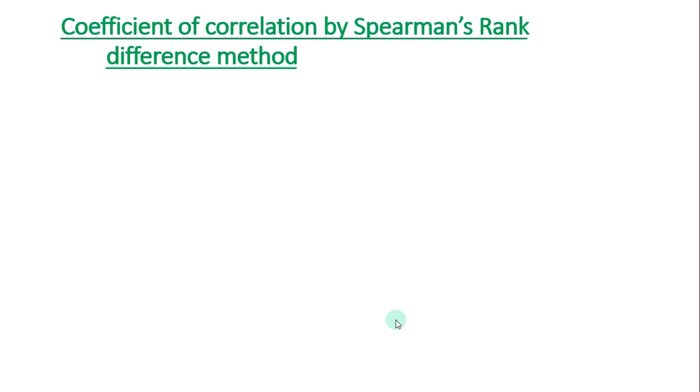In this video, I am going to show how to calculate the coefficient of correlation by the Spearman rank difference method. What is the procedure we have to follow while finding the coefficient of correlation?